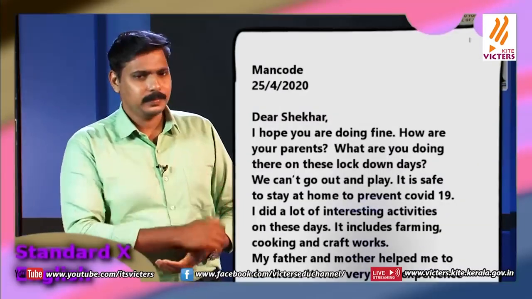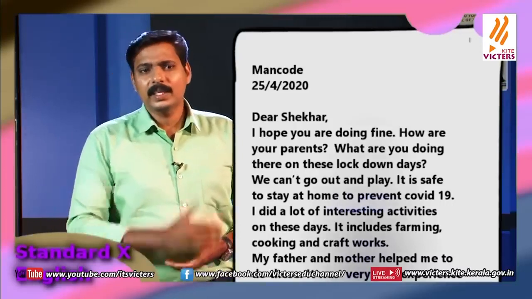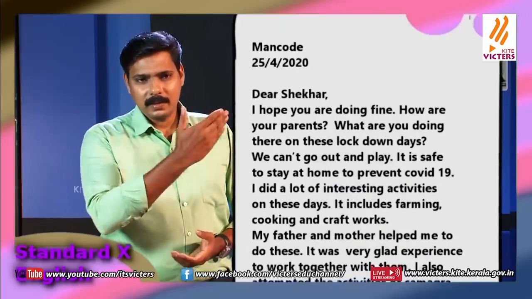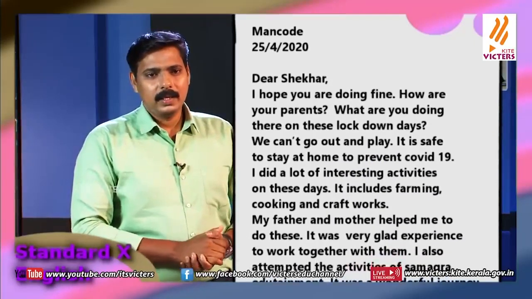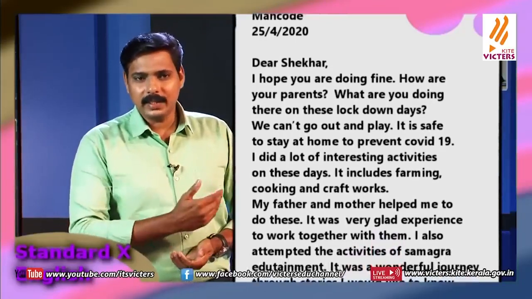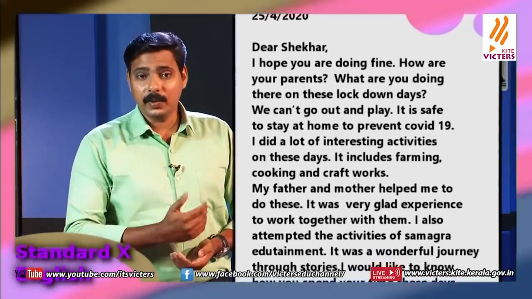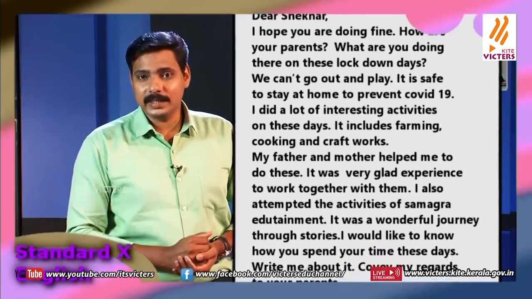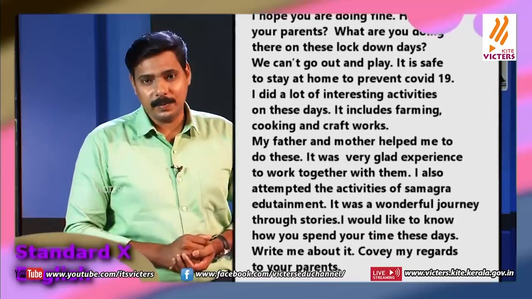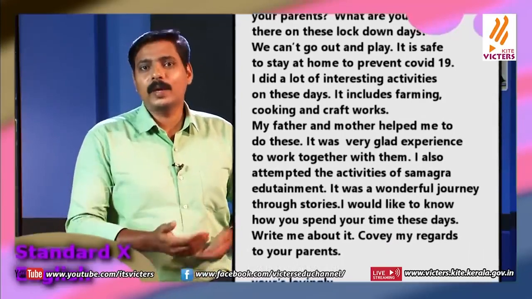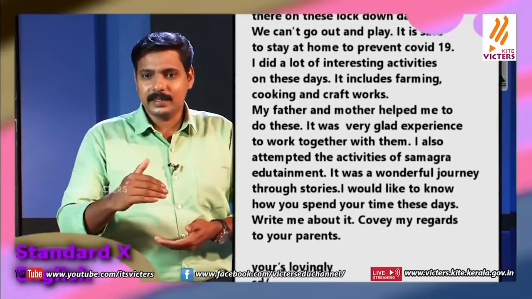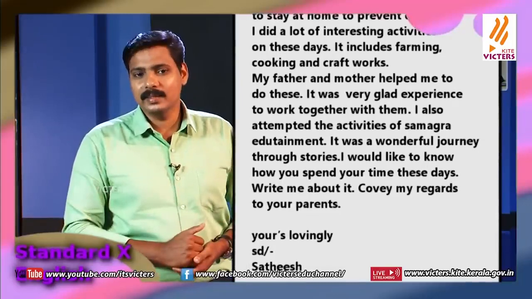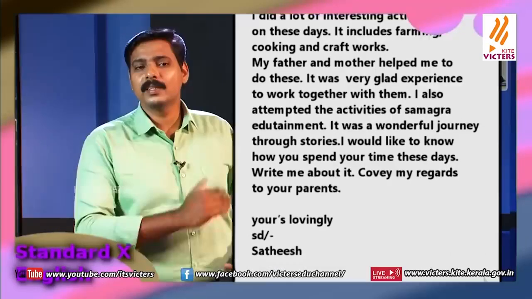I will show you one. Look, this is a friendly letter. Satish wrote a letter to Shekhar. Look how it begins. The date and place is given there. How is the salutation? Dear Shekhar. Then, I hope you are doing fine. How are your parents? What are you doing on these days? He is asking the details of him. Then he says about himself, what he was doing there. And at the end, convey my regards to your parents. Yours lovingly, Satish. That is the ending of the letter.